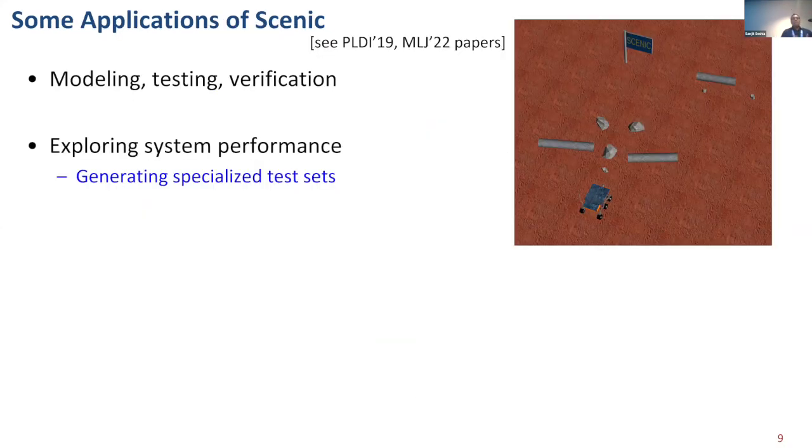Okay, so SCENIC was first created back in 2018, and over the years, we and our collaborators have demonstrated various applications. We started out looking at data generation as well as modeling, testing, and verification, as well as exploring the performance of an AI system in different environments. This one is a toy Mars rover example.